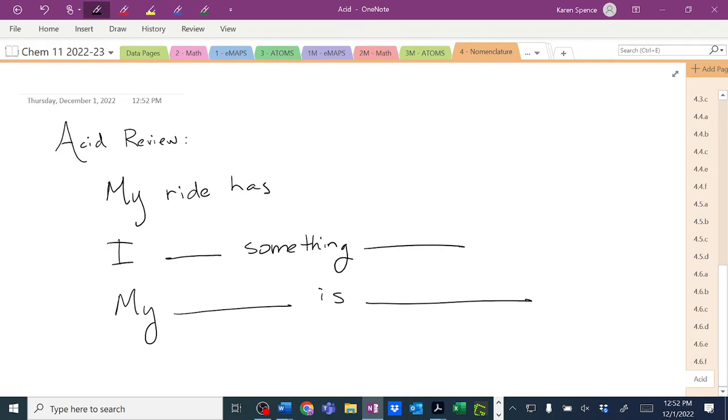So the 3 rules around acids involve knowing which type of ion goes with which type of name for the acid, okay? There's 3 types of ions. There's the ide ions, there's ate ions, and there are ite ions.